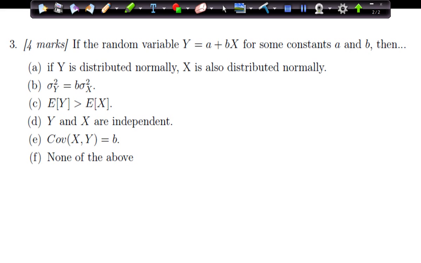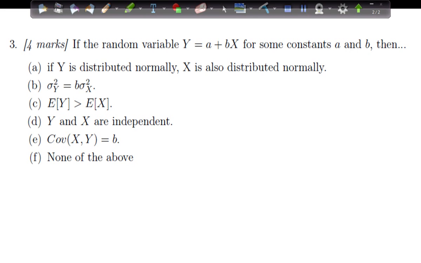For A, it's saying that if y is not normally distributed, x will also be normally distributed. If you think about it, it could actually be a standardization of x. Hence, both variables would be normally distributed together. A is true.